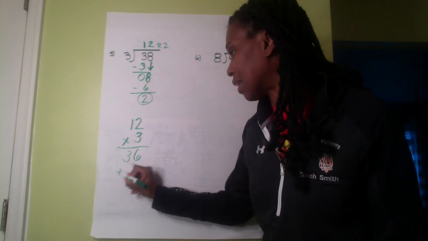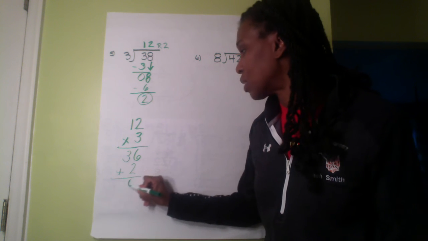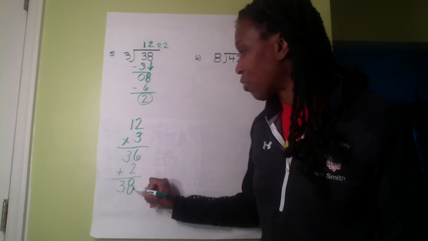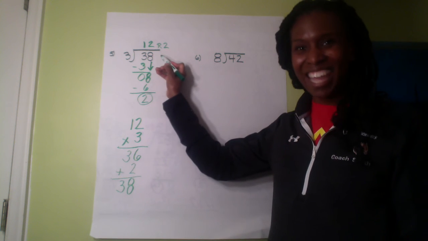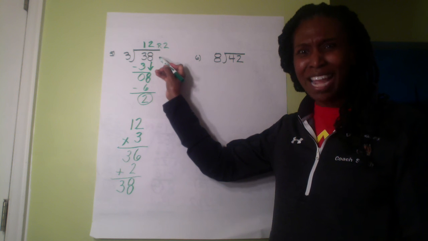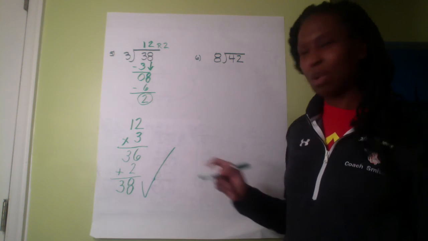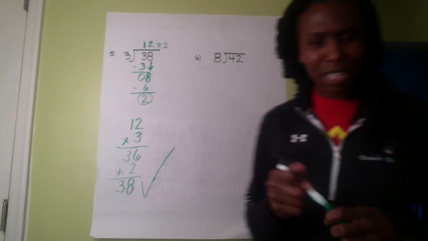Adding them, 6 plus 2 is 8. And then 3 plus 0 is 3. I have 38 here, and look in my dividend. It's 38. They match. We got it right, so we nailed it. I like the great big old check. Wow, like I said, gets me all excited.